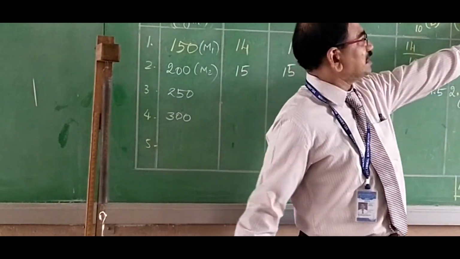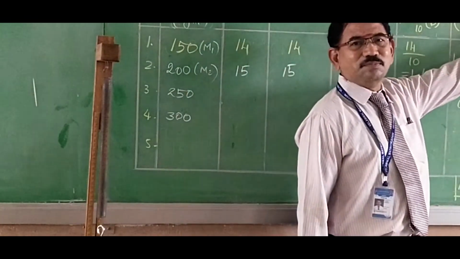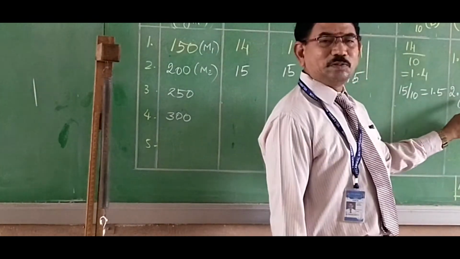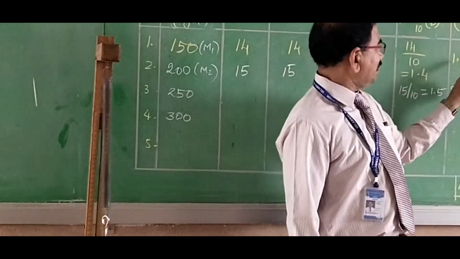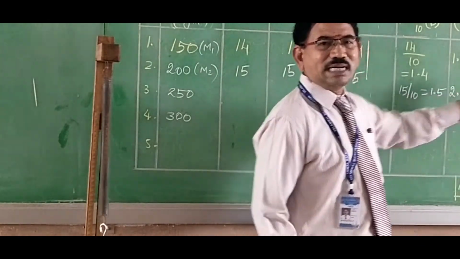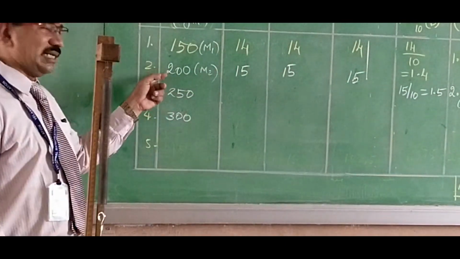And I have to go for substitution of this M2 minus M1, which is 200 minus 150, divided by T2 square value, which is 2.25, minus T1 square value, which is 1.96. I am going to substitute over here in order to calculate this. Similarly, I have to go for the second and third trial.